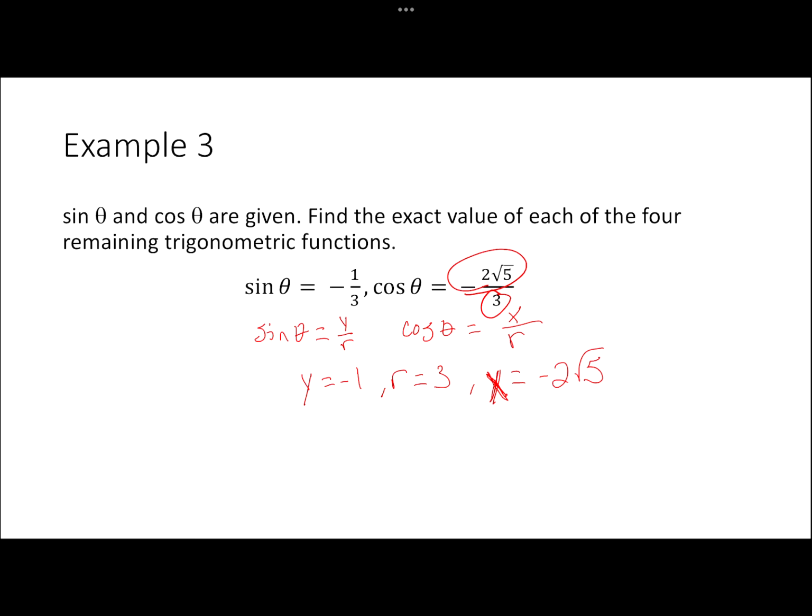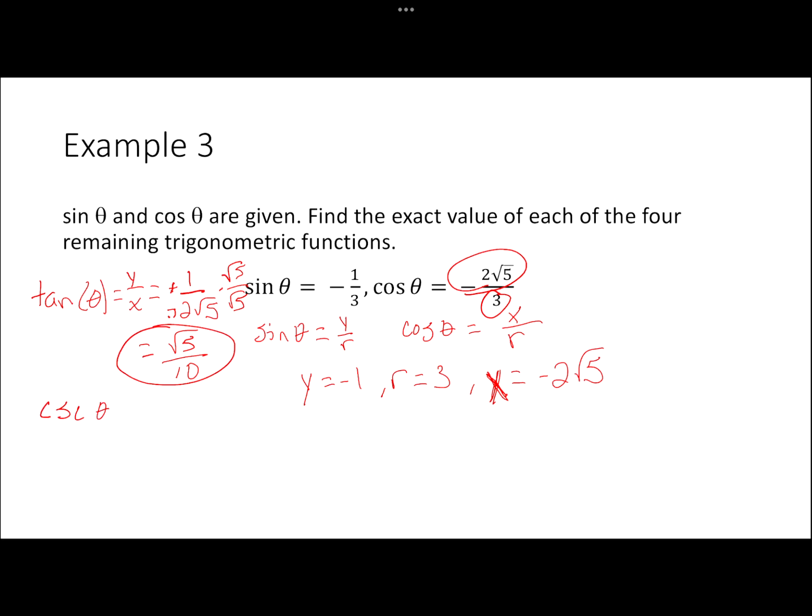So let's do our tangent theta. So remember, tangent is y over x. So tangent is going to be negative 1 over negative 2 rad 5. Well, negative over negative would make it positive. I can't have the rad 5 on the bottom, so I multiply by rad 5 on top and bottom. So this would give me rad 5 over 10 for my tangent.